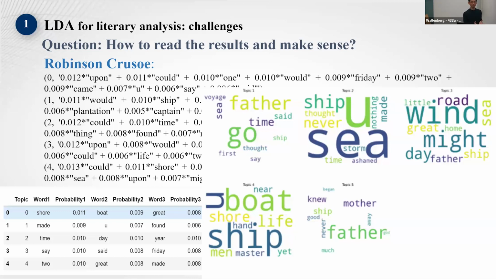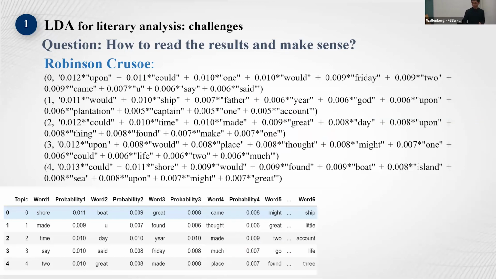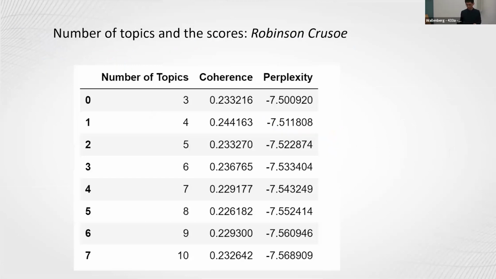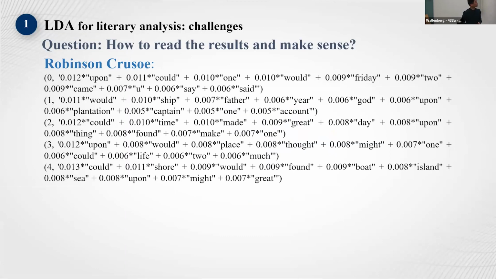We know who are involved, right? The father, mother, ship, sea. But what is the story? We have no clear idea of the message. So that is the first problem with literary text.